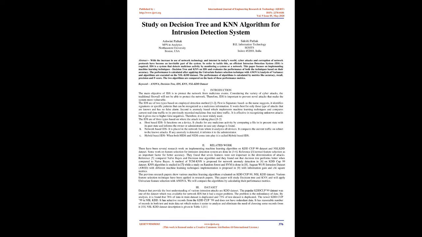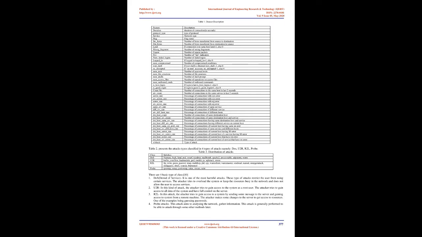Reference 5 compared naive Bayes and decision tree algorithms, and they found out that decision tree performs better when compared to naive Bayes. A method of TCM-KNN is proposed for network anomaly detection in 6 on the KDD CUP99 dataset. KNN algorithm is studied in 7, while a study on random forest and SVM is done in 8. The Wi-Fi intrusion dataset, AWID, with different machine learning techniques implementation is proposed in 9 with information gain and chi-square metrics. The previous research papers show various machine learning algorithms evaluated on KDD 99 Cup and NSL-KDD dataset.